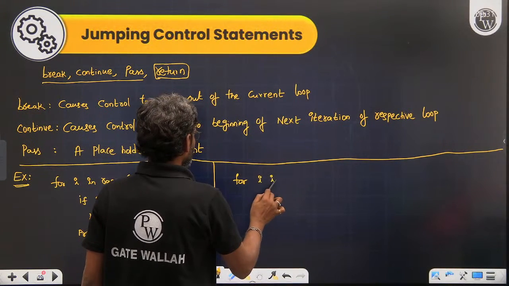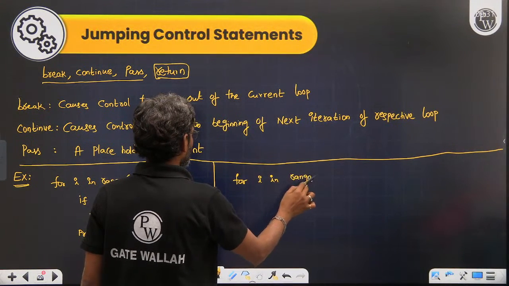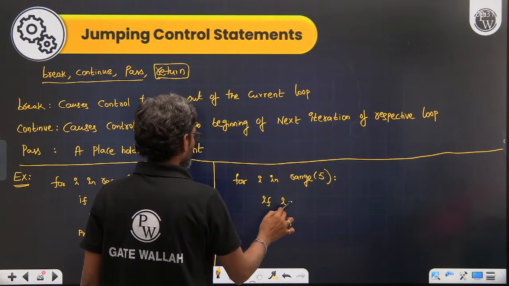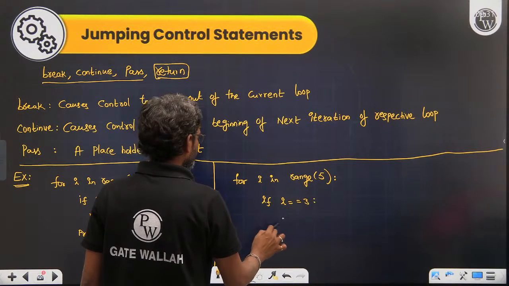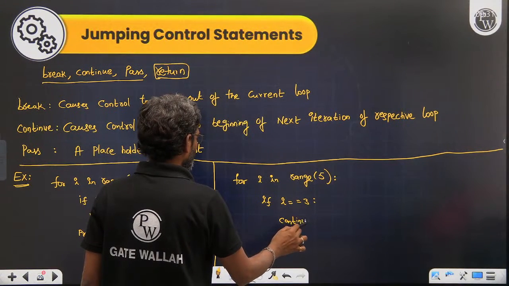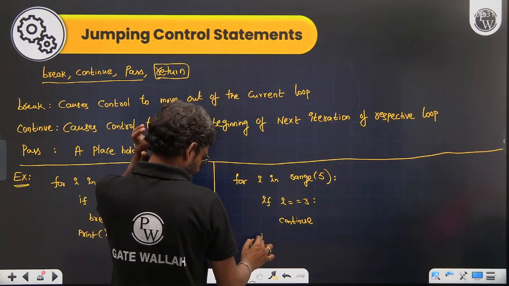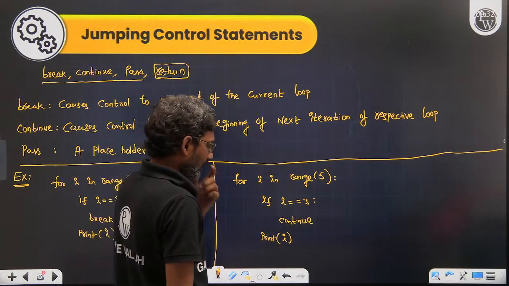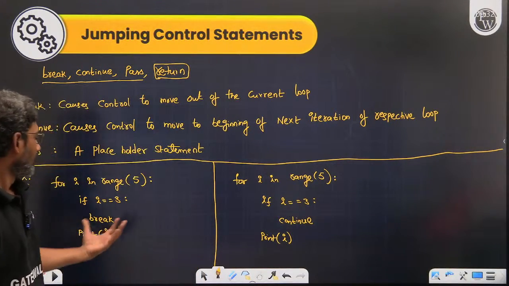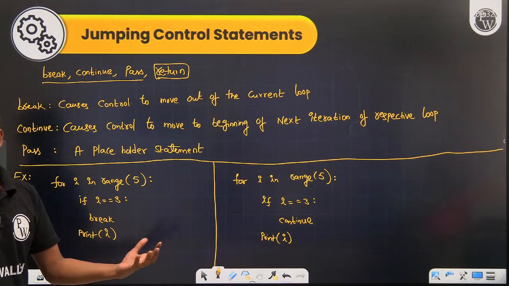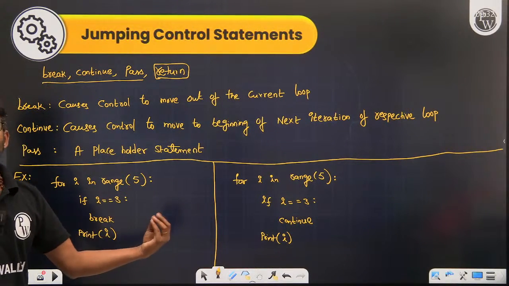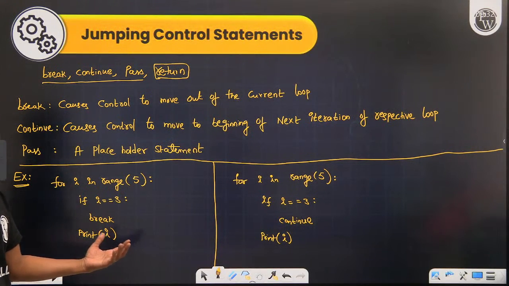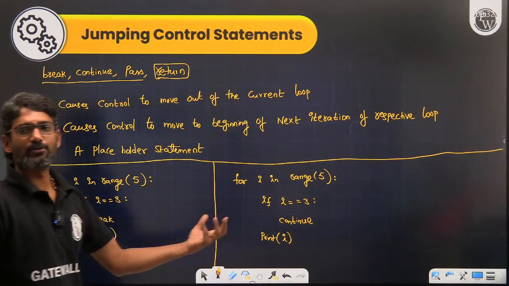For i in the range of 5, if i is equal to 3, continue, print i. Okay, Technova, take care. So if you see, look at this. What would be the output for these two?